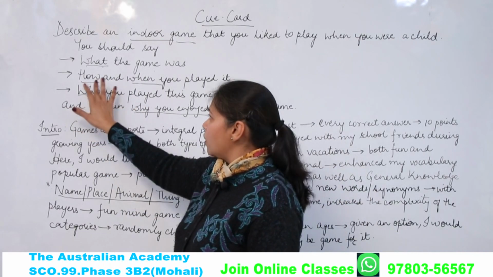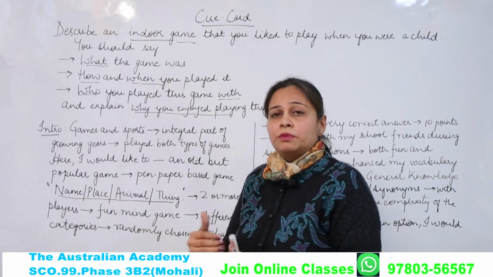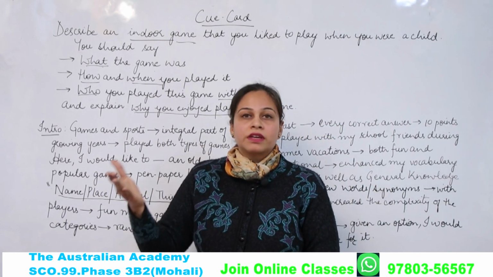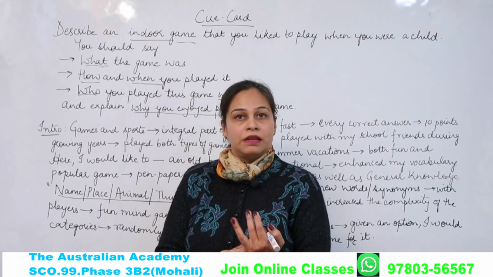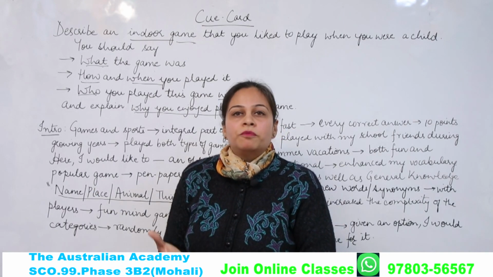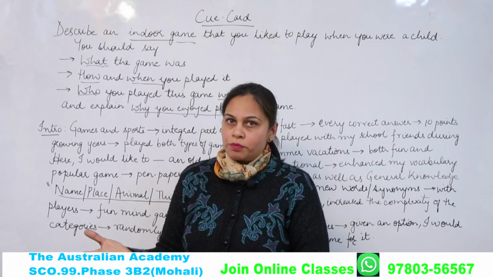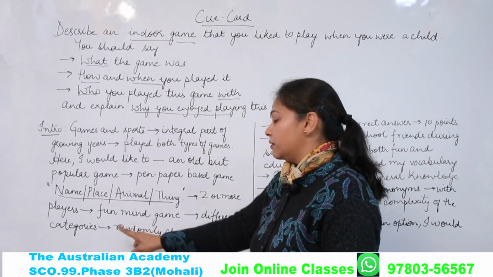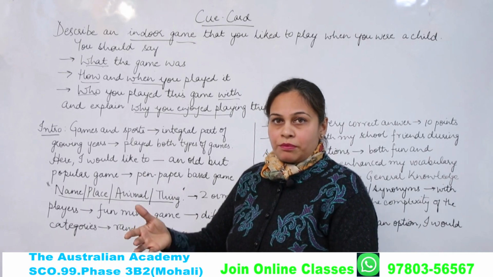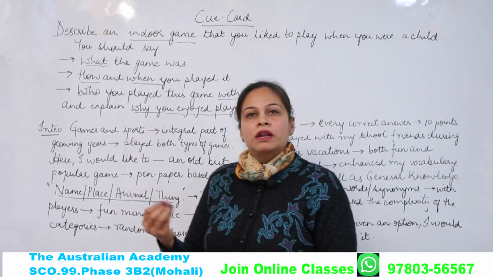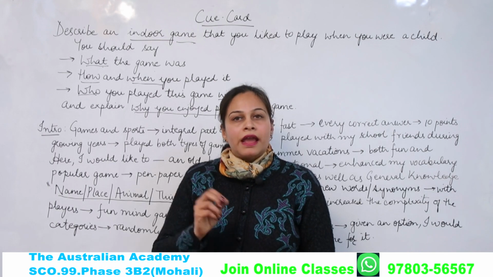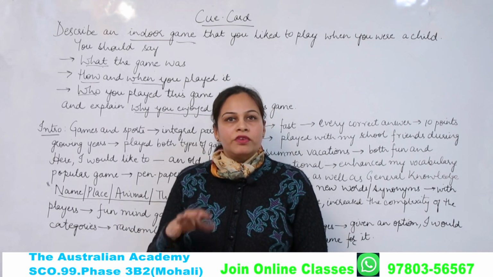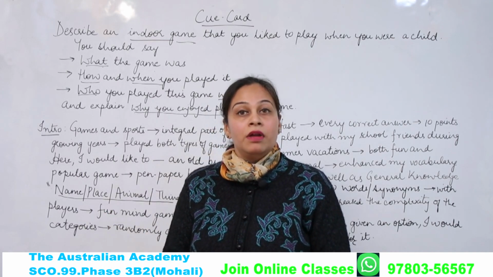Now for how you played it, you can just explain the methodology of this game, that in this particular game there were 4 categories: name, place, animal and thing, and the number of players required was 2 or more. It was a fun mind game where the different categories were marked on a paper, and randomly one particular alphabet was chosen, and the players had to write in all the 4 categories, and the one who finished fast would pause the game.